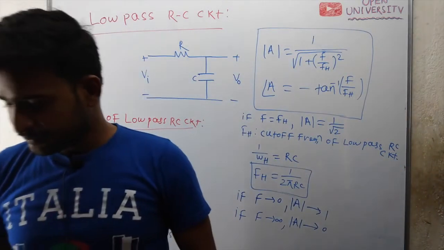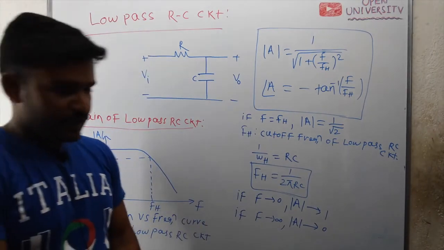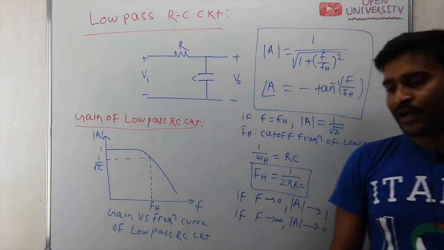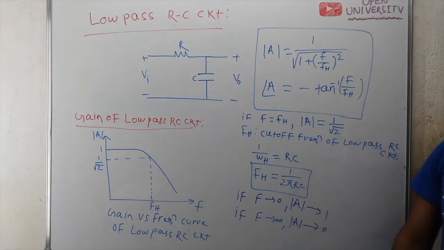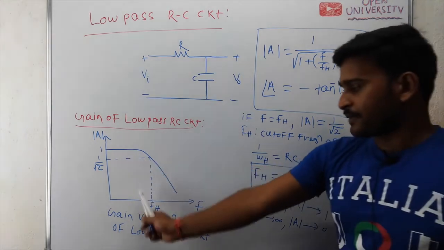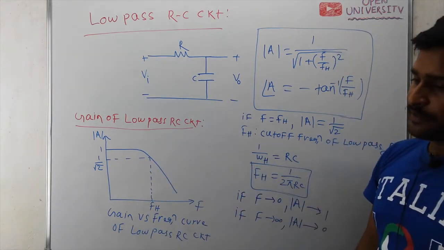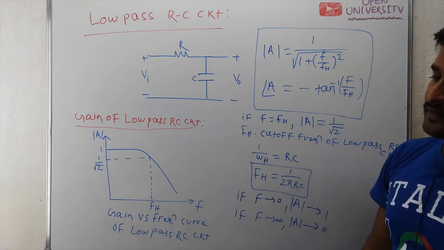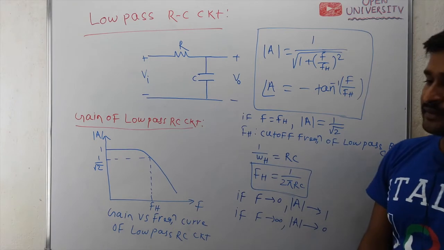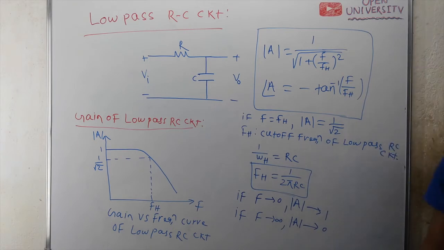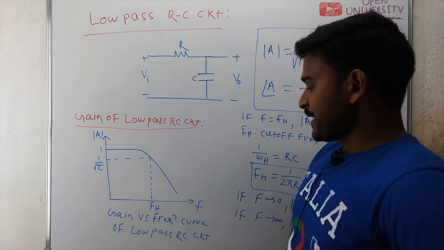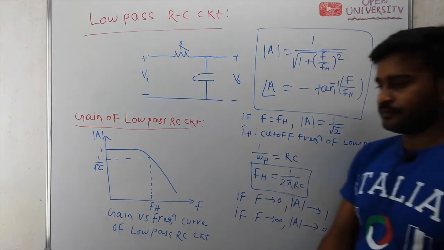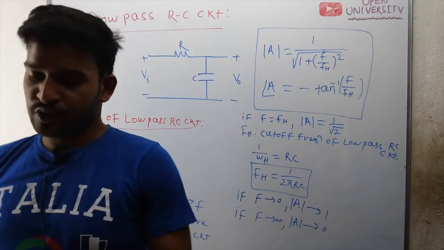Write down this point. Gain becomes 1 by root 2 at a high frequency fh, full stop. Hence a low pass RC circuit has higher cutoff frequency fh, full stop.